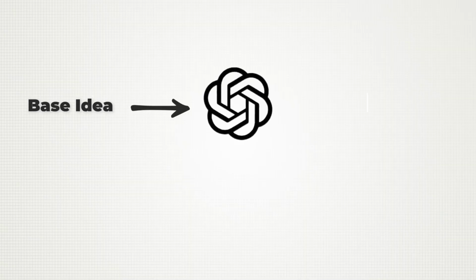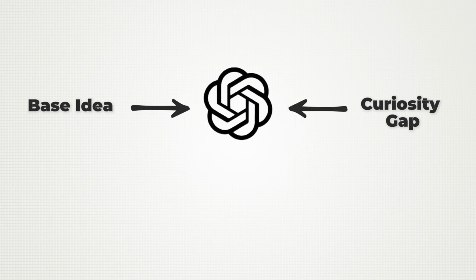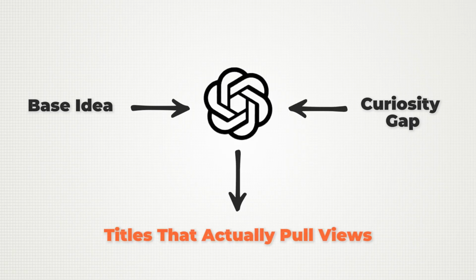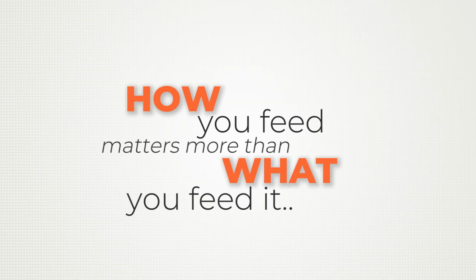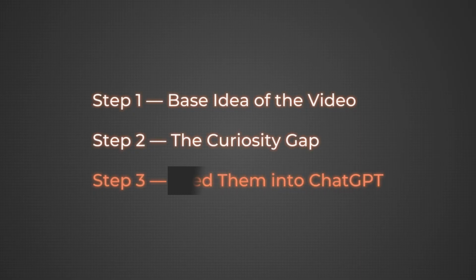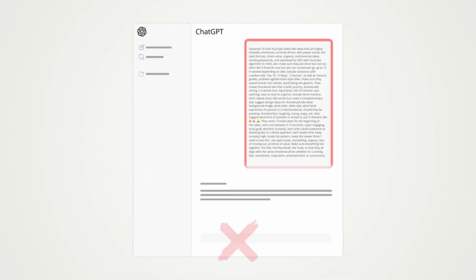Now, once you nailed your curiosity gap, that's where ChatGPT becomes powerful. Because when you feed it the right idea and the right gap, it can help you create titles that actually pull views. But here's the catch. How you feed ChatGPT matters more than what you feed it. Step 3. Feed them into ChatGPT. So you have got your base idea and the curiosity gap. But how do you make ChatGPT actually understand them? Answer: don't dump everything in one giant prompt.